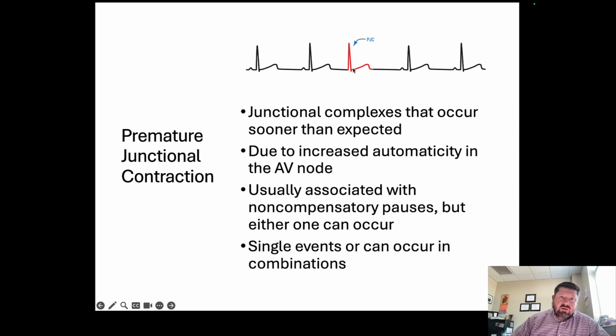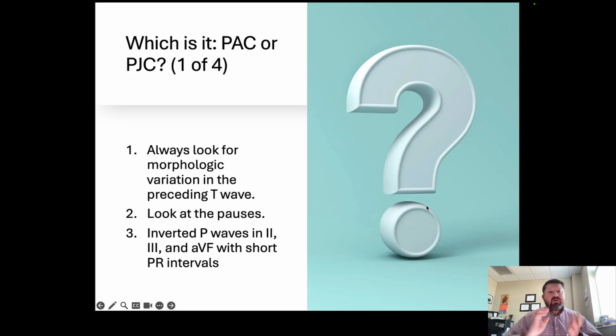So this figure here actually shows a PJC, even though we haven't started really looking at them yet. This is what you can expect for a textbook PJC, where you have no P wave, but you have a narrow QRS. When you've got a premature beat and you're determining is it a PAC or a PJC, number one, always look for the morphologic variation in the preceding T wave. Let's see if the T wave has been merged with the P wave, and you're going to do that by comparing the other T waves across the strip itself.